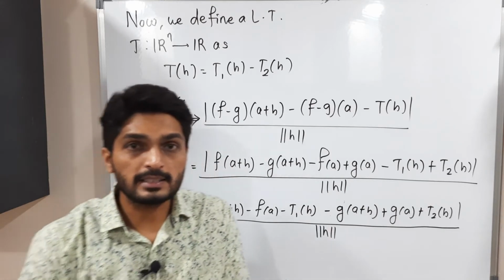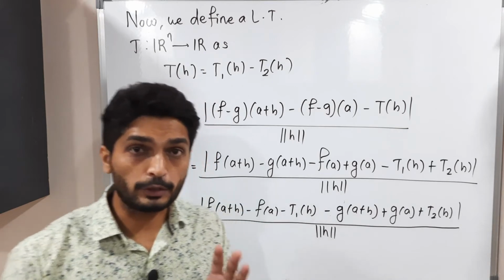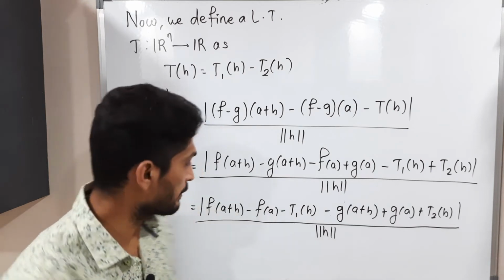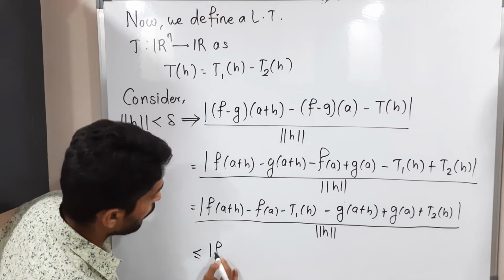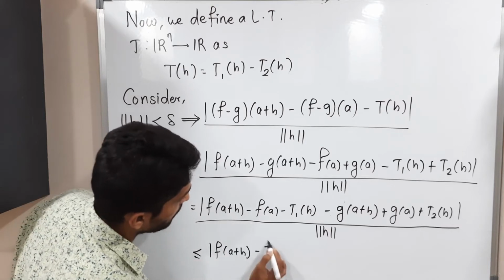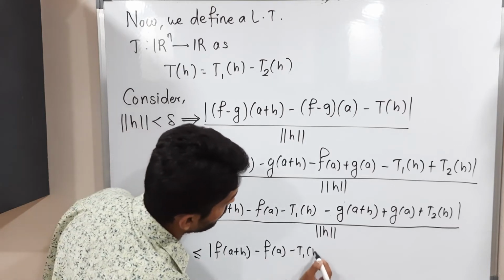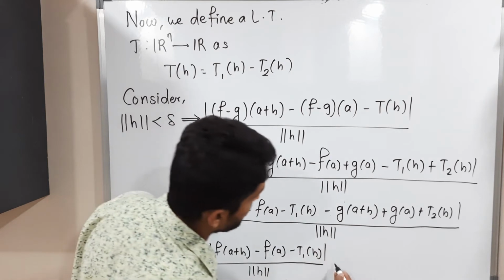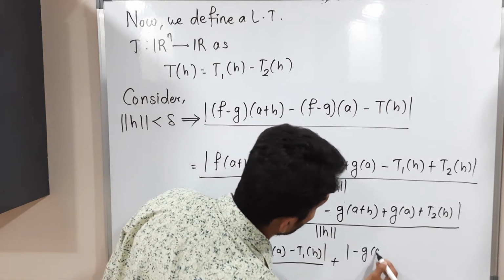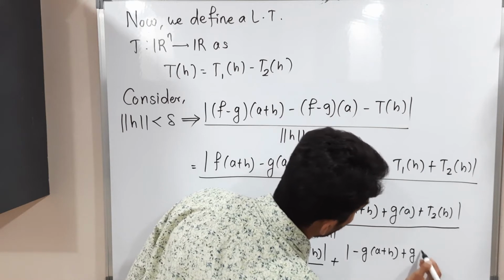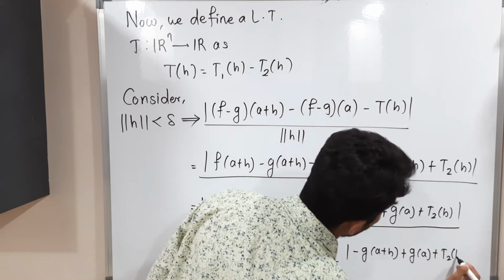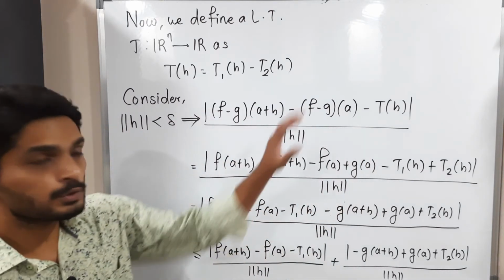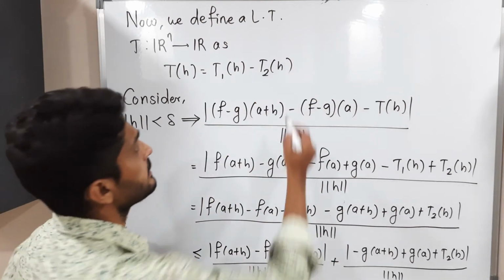So you know that if I take separate mod, the value will get increased. Getting? So I'm going to do that. And I am going to divide both terms by norm h separately. So therefore we will have, this is less than or equal to mod f of a plus h minus f of a minus T1 of h, divided by norm h, separate mod as well as dividing separately, plus mod minus g of a plus h plus g of a plus T2 of h divided by norm h. Okay, so we have some space here. I'm going to utilize that space.